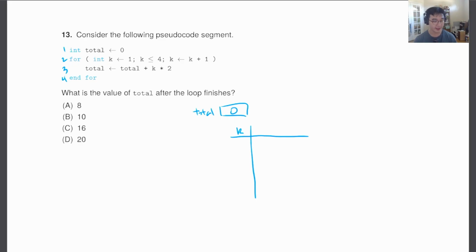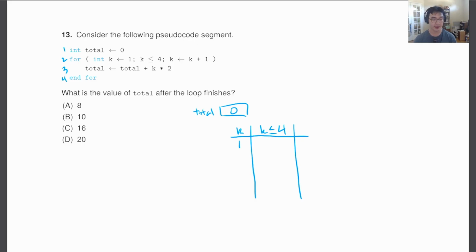So k is assigned the value of 1. And I check, is k less than or equal to 4? Now, you can write this in your table, you don't have to, but I find that for a lot of teachers that I've helped with this concept, it helps them when they actually just write all the steps in the table.